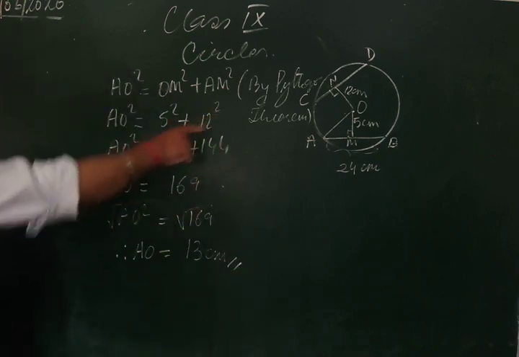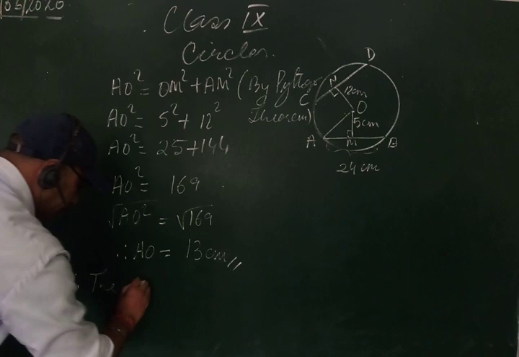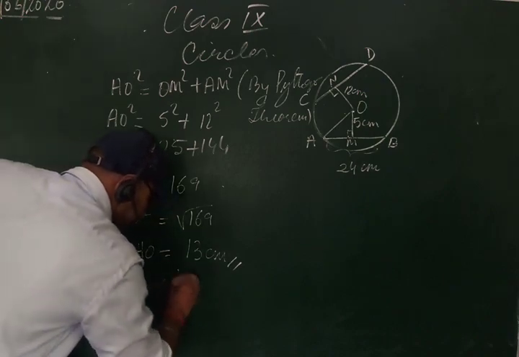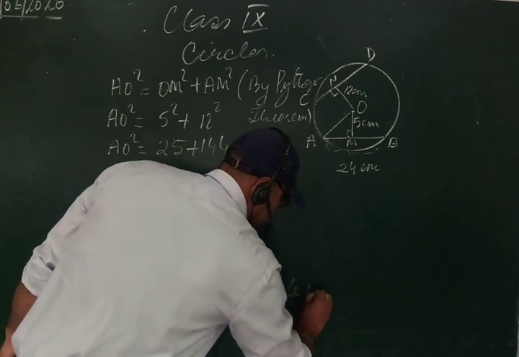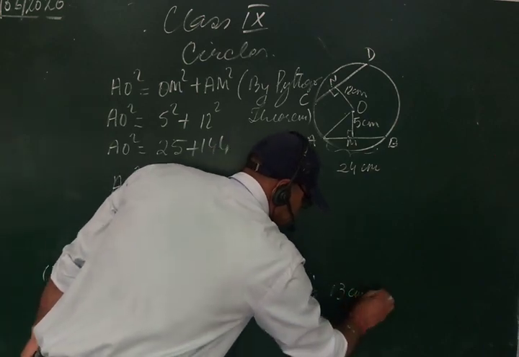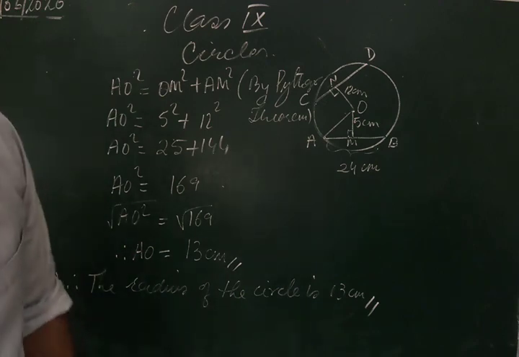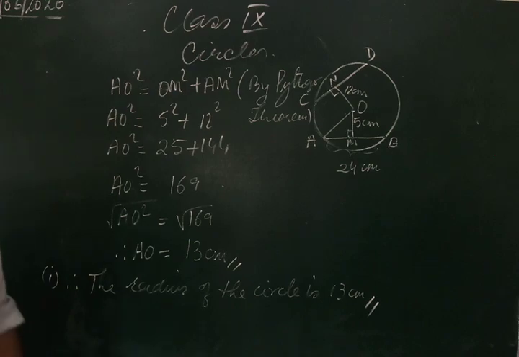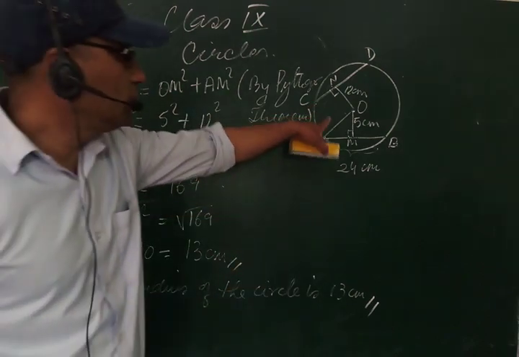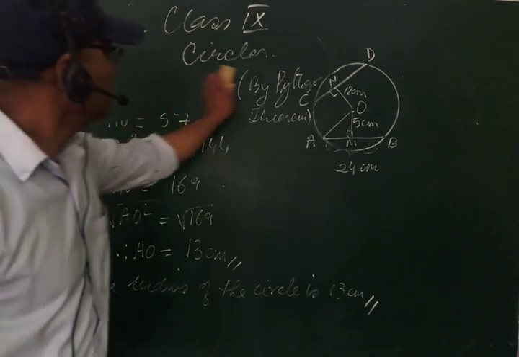Therefore, the radius of the circle, this is the answer for number one. Radius of the circle is 13 centimeters. The first answer has been found. Okay. Again, it asks, find the length of the chord CD. With the help of this, we are going to find the length of the chord CD as well.